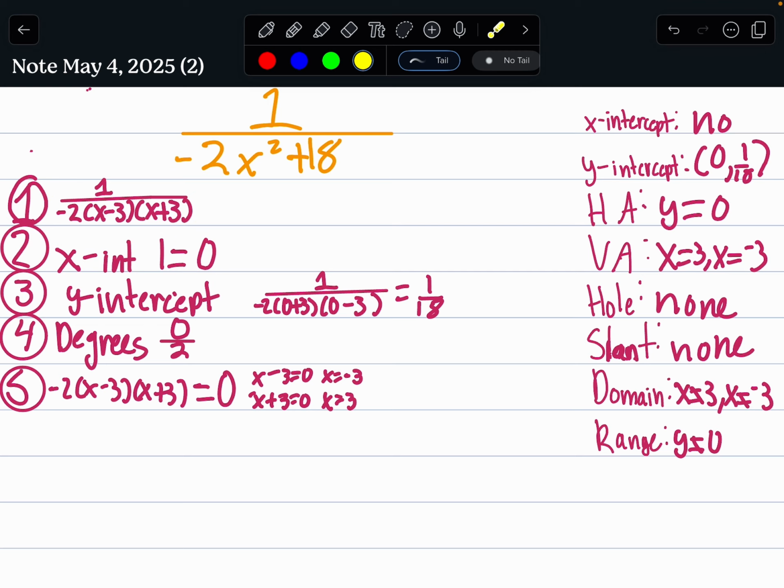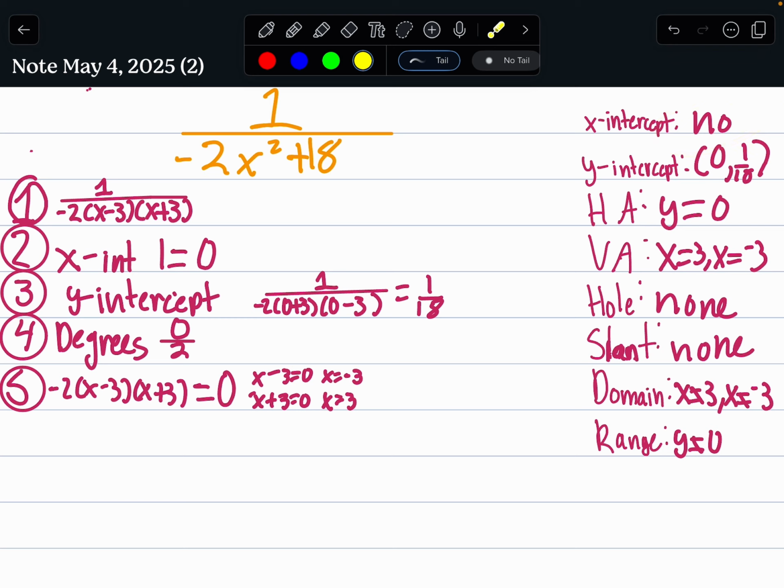So let's begin by finding our x-intercept, and the x-intercept is the point where the graph intersects with the x-axis. And so we're just going to set our numerator equal to 0, and with that we get 1 equals 0. So that means we are going to have no x-intercept because 1 equals 0 is not a solvable equation.